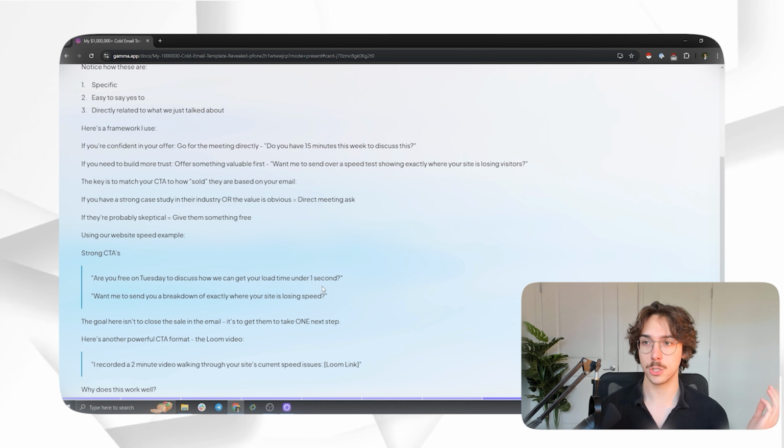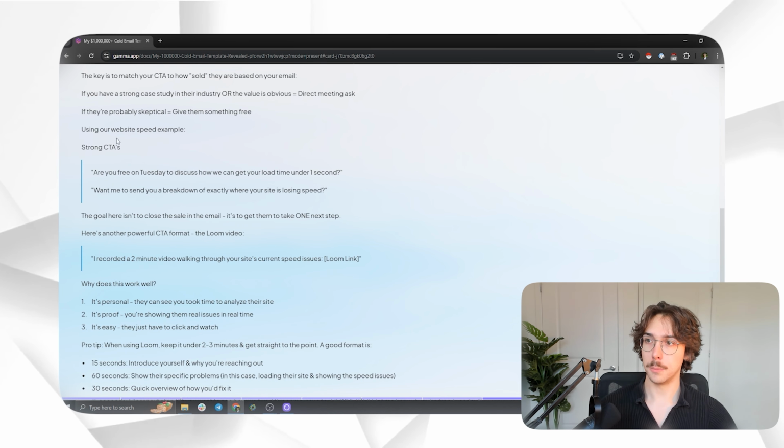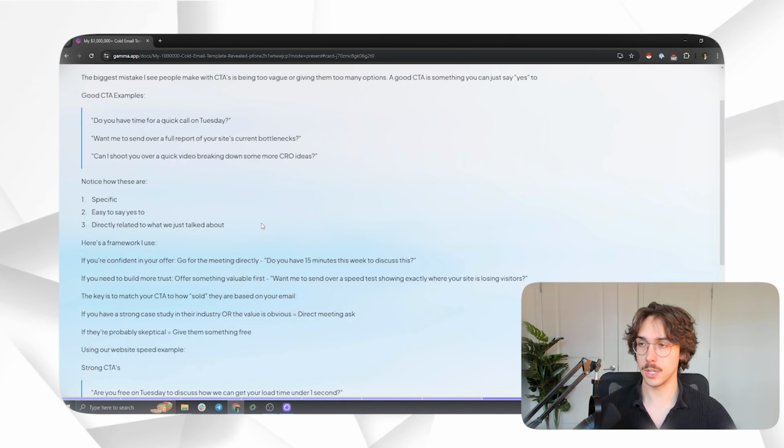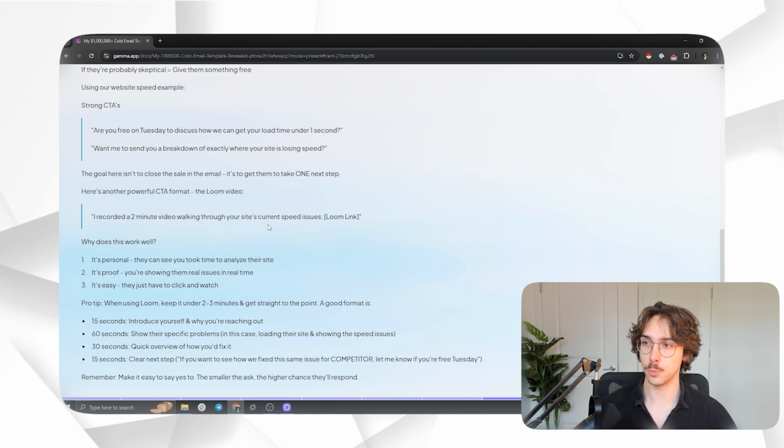The key here is just to make sure that your CTA aligns with how you want to sell them. If you're willing to do that extra step where you send over free value before they get on a call, again, that's going to help your cold email script a lot more. So if you have a strong case study in their industry, you can also go directly for a meeting ask. If they're skeptical, probably just give them something for free first. Using our website speed example, we already covered a few CTAs. You can check out a few more here.